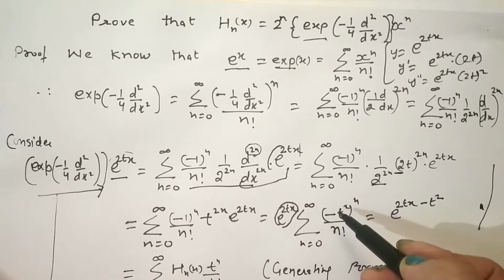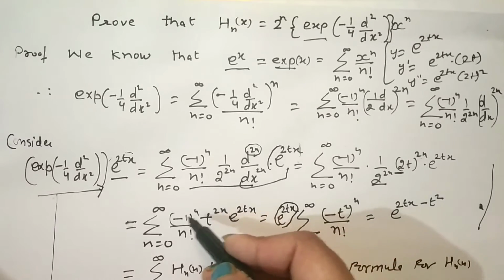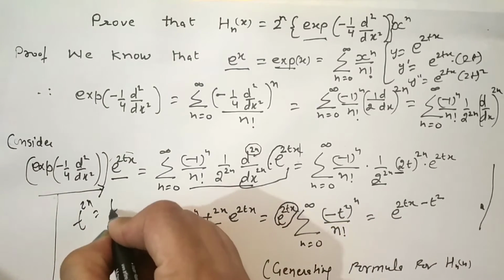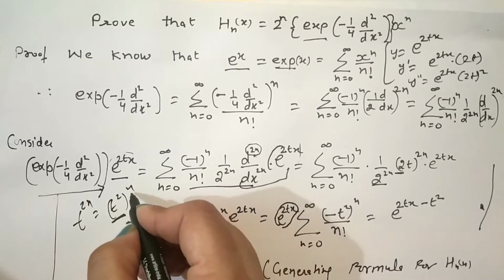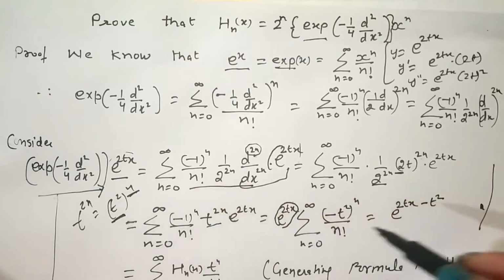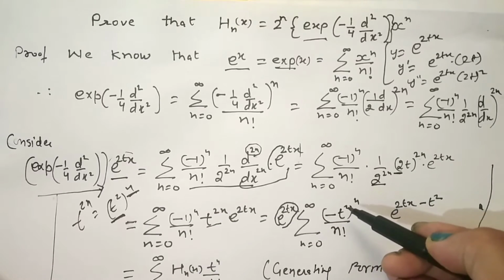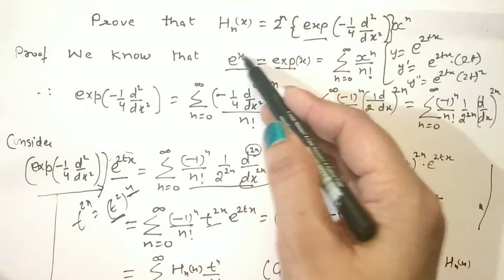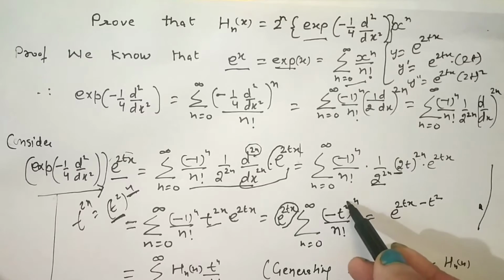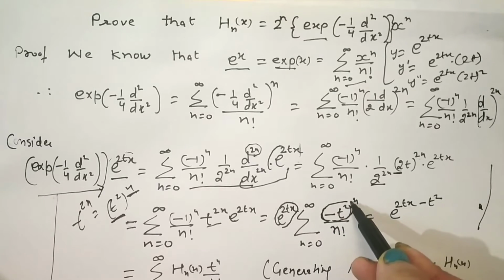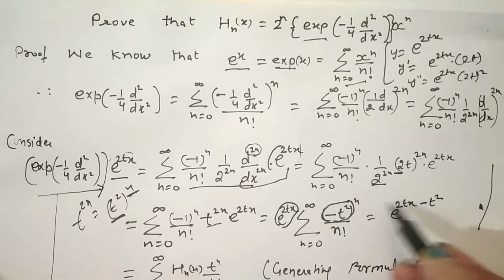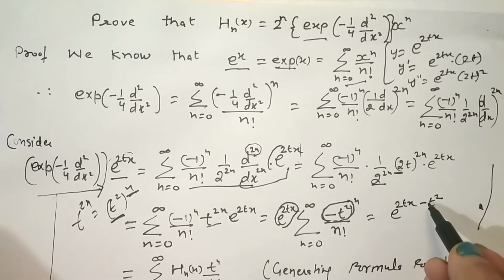Now t raised to power 2n can be written as t square raised to power n. Now t square is also raised to power n and minus 1 is raised to power n, combining both the powers, we have minus t square raised to power n. So if we compare this with the summation formula, that e raised to power x is this, here the x can be changed to minus t square. So the summation becomes e raised to power minus t square, and e raised to power 2tx was already there. So combining these two, we get e raised to power 2tx minus t square.